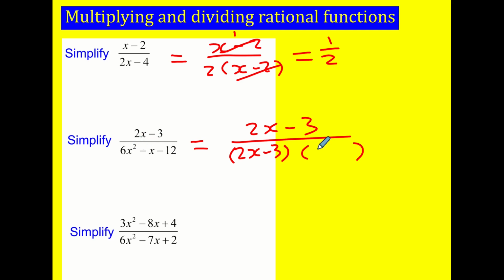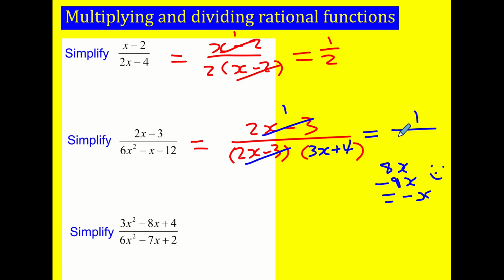So I'm going to go with this method of trying some values out. For it to work, I would have to have a 3x here, and to get my minus 12, I'd have to have a plus 4. Now I can check: I'm going to get 8x by multiplying 2x by 4, and minus 9x by doing minus 3 times 3x, and that will give me minus x, so I know it does work. This is a really good method for this situation. Then again, these are going to cancel, this leaves me 1 at the top, and I'm going to get 1 over 3x plus 4.